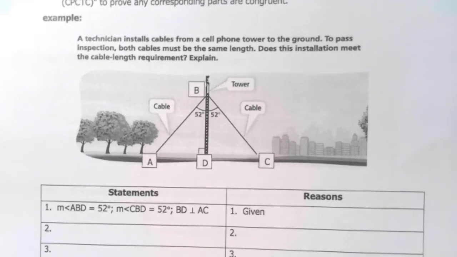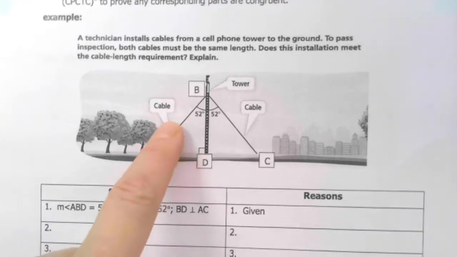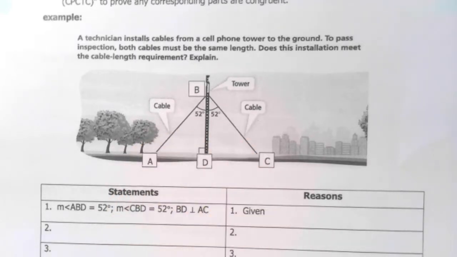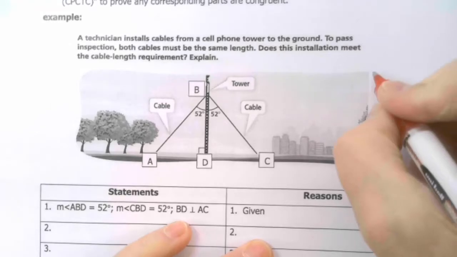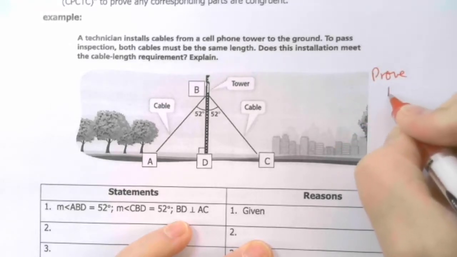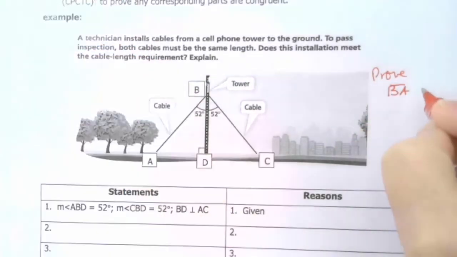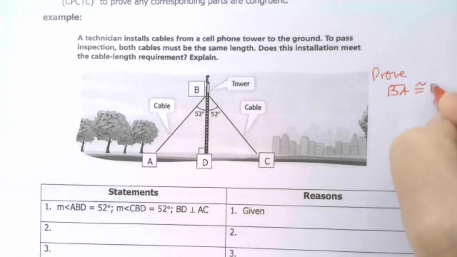It says a technician installs cables from a cell tower to the ground. So there's your cables. To pass inspection, both cables must be the same length. Does this installation meet the cable length requirements? Explain. Okay, so we are trying to prove that the cable lengths are the same. So we're trying to prove that the cable on the left, BA, is congruent to the cable on the right, BC. So to do that, we need to prove the triangles are congruent.